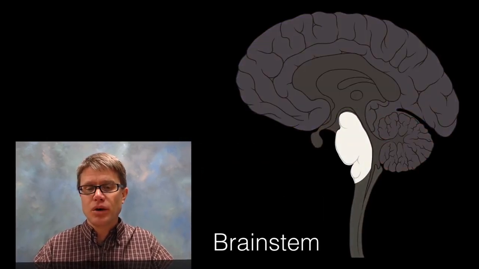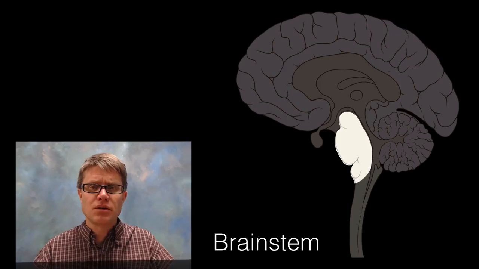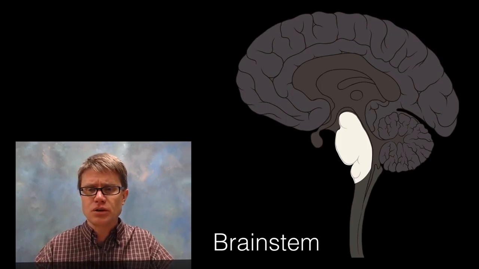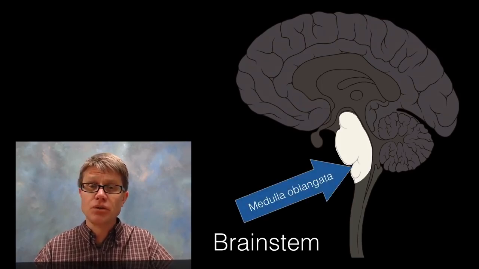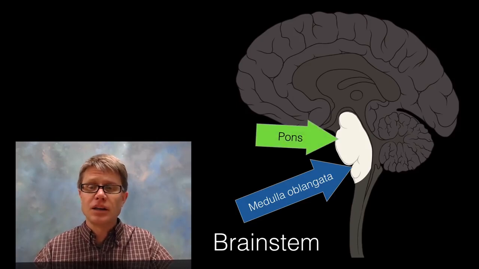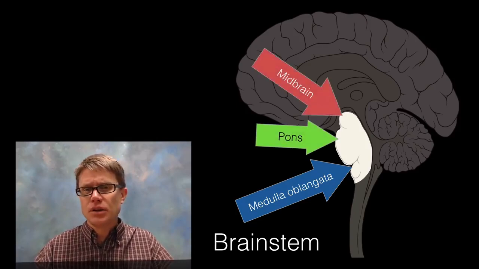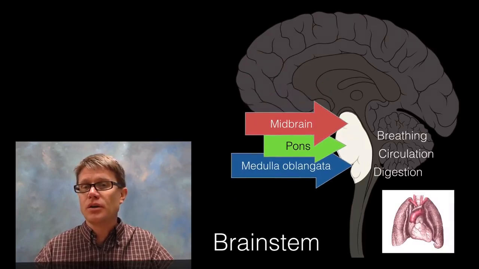And so let's begin with the brain stem. The brain stem is broken down into three individual structures. So if we start at the bottom, we've got the medulla oblongata, the pons, and then we finally have the midbrain. And so those three things, medulla oblongata, pons, and midbrain, make up what we call the brainstem.